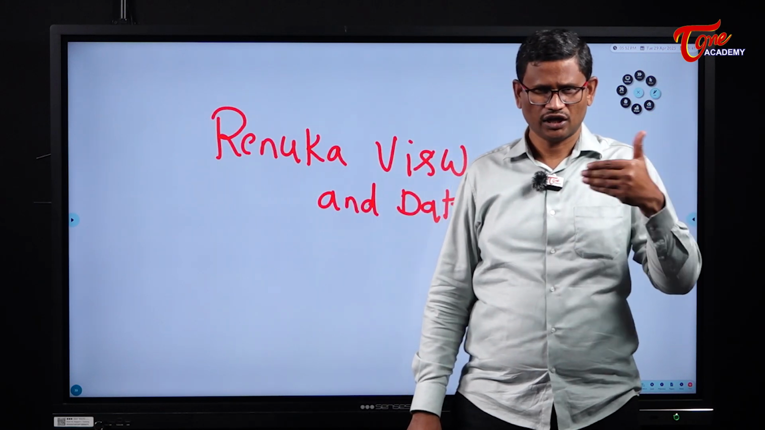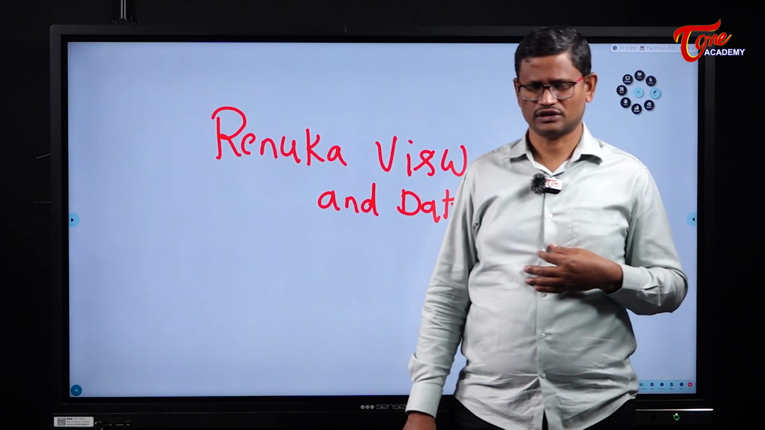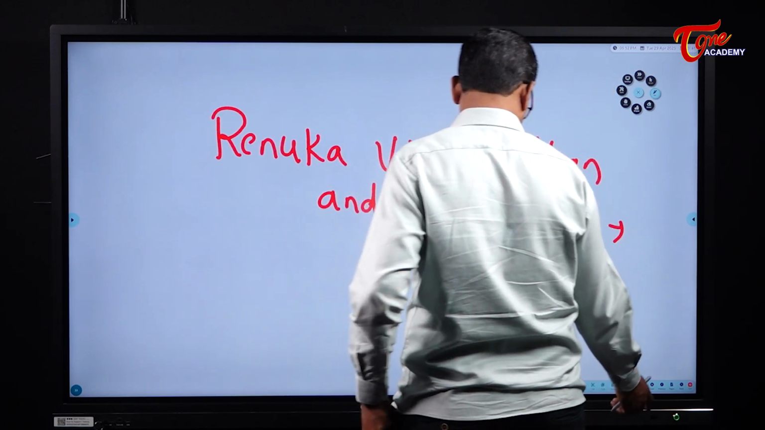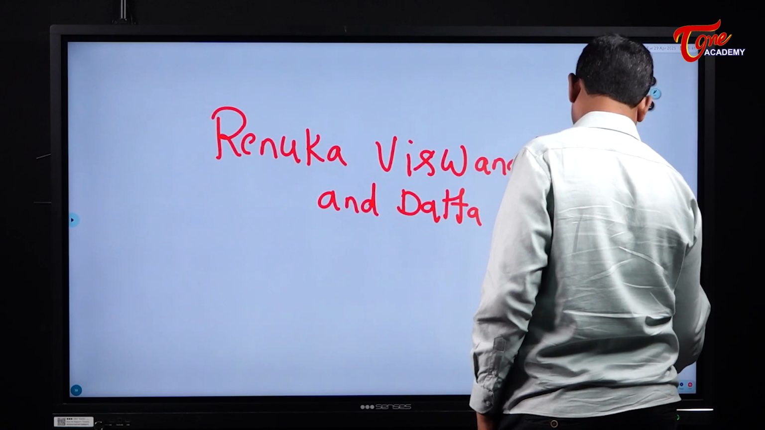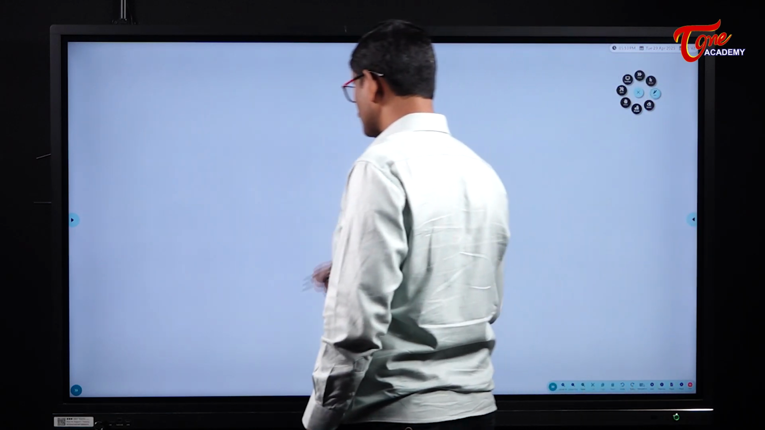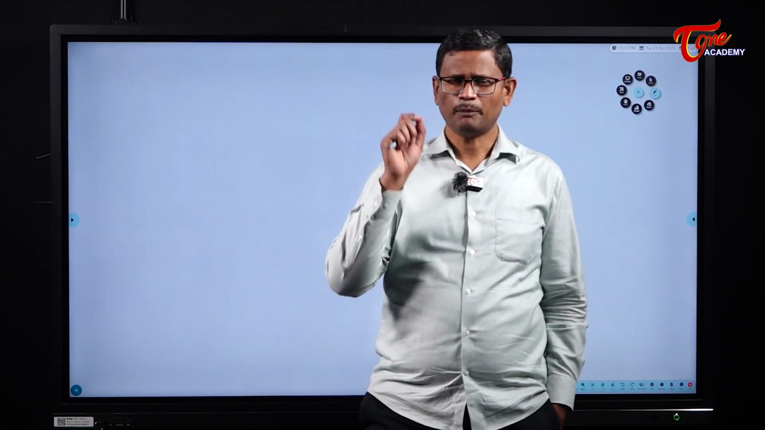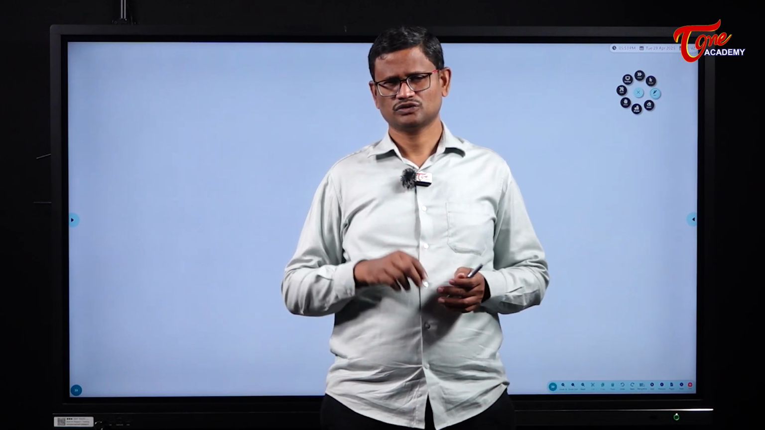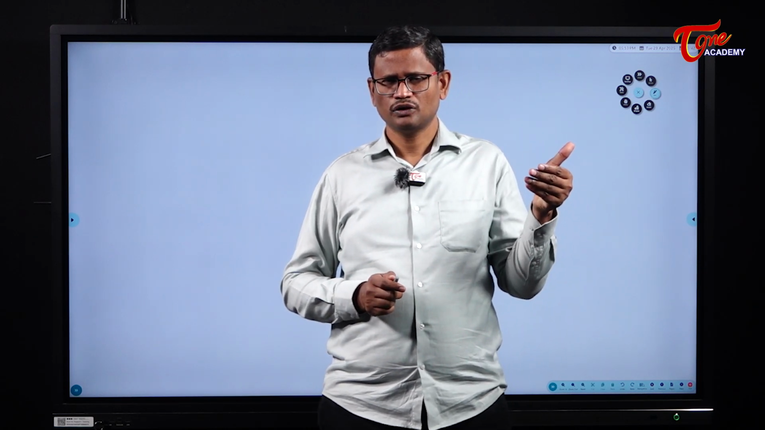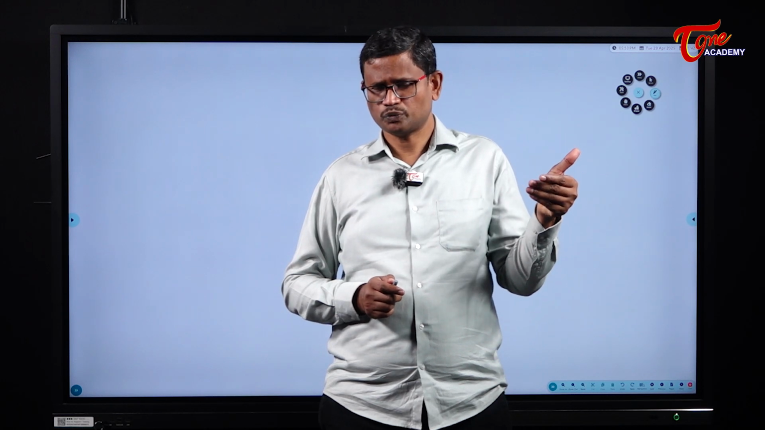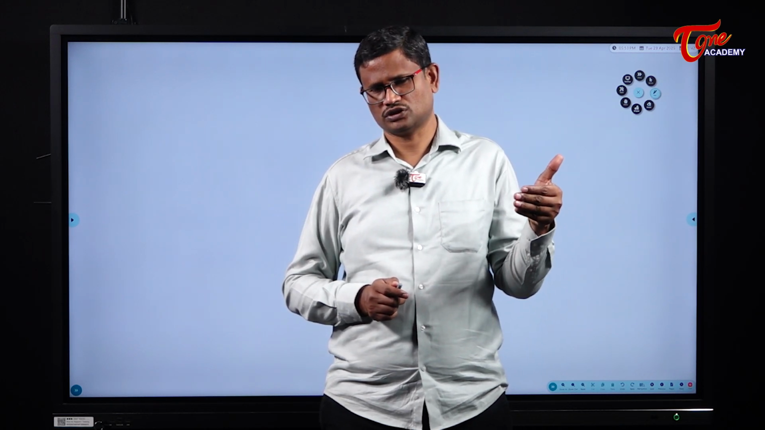That's what Renuka Vishwanathan and Datta Ghosh committee have said. And when Dr. Manmohan Singh was the Prime Minister, there was a conference, and this conference spoke about poverty alleviation. So, poverty alleviation in the rural areas and achieving rural prosperity through Panchayat Raj. So, Dr. Manmohan Singh also spoke about achieving rural prosperity through Panchayat Raj institutions.